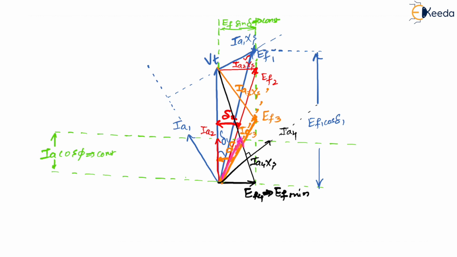EF1 cos of delta 1. Correct or not? EF1 cos of delta 1 will be here itself, no? Yes. Now if you compare, EF cos of delta 1 is up to here and VT is only up to here, which means EF cos of delta 1 is more, VT is less. So for EF1, what has happened? EF1 cos of delta 1 is more than VT.